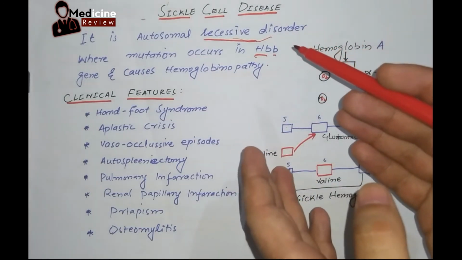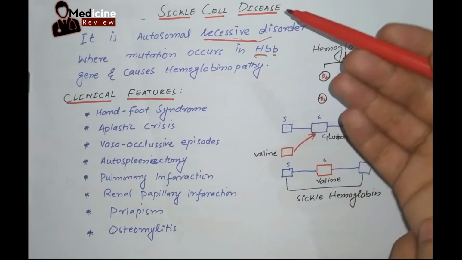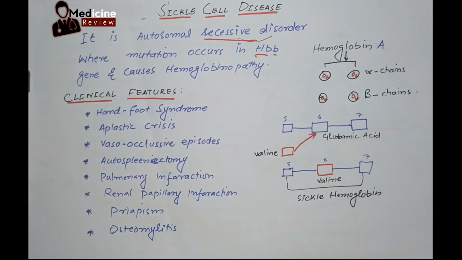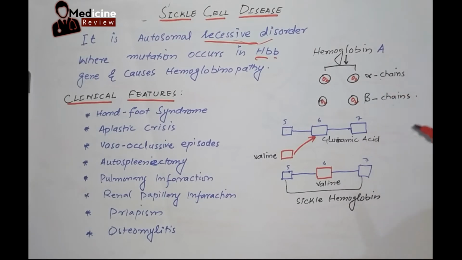Before going into the topic properly, let me explain what is occurring in the pathogenesis of this disease. This is the adult hemoglobin we have, which consists of alpha chain and beta chain. When a baby is born, up to 4 to 6 months, the baby survives on hemoglobin F, which has alpha chain and gamma chain. But after 4 to 6 months, the beta chain takes over from the gamma chain.